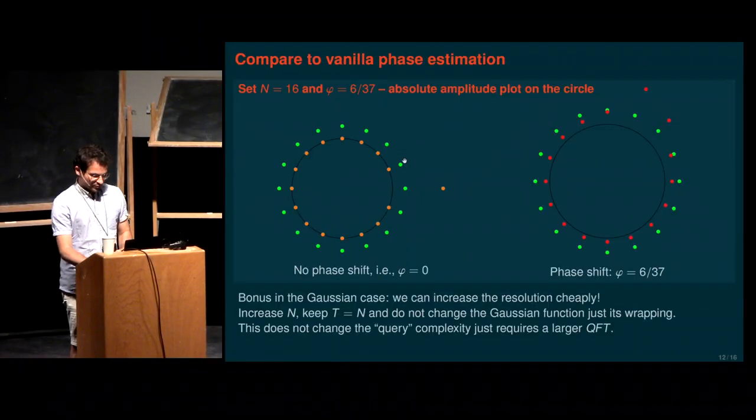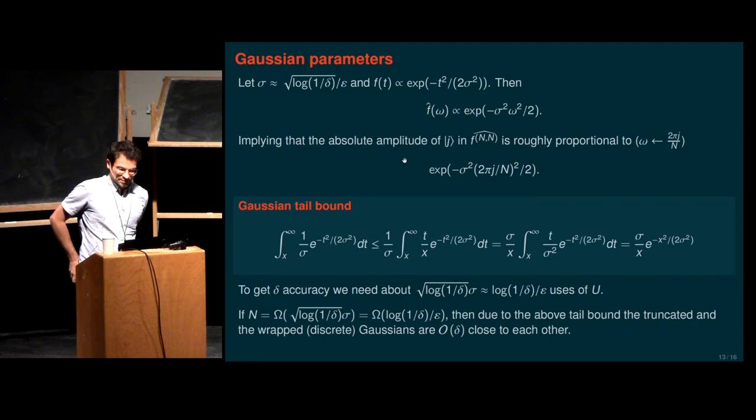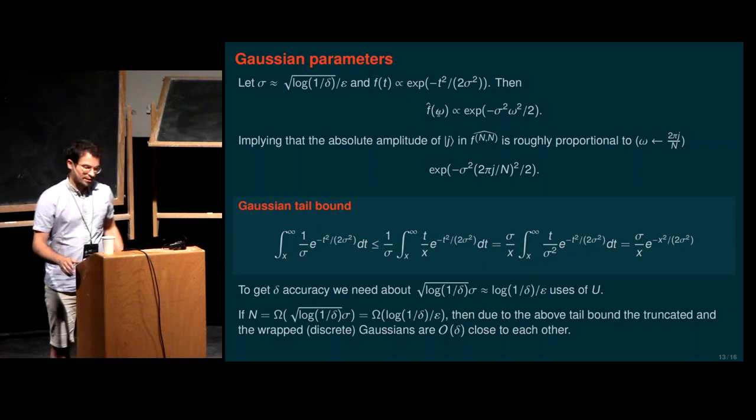So maybe I can go to formulas, and I don't know if it helps or not. The main idea is that we will choose a Gaussian which has some standard deviation, which is something like the square root of the logarithm of the success probability we want to achieve over epsilon, the precision that we want. So these two parameters: how precise we want and how certain we want to be about the estimate we get. You just prepare and start with this Gaussian state with this standard deviation. And then its Fourier transform will have an inverted standard deviation, about epsilon over square root log 1 over delta. This is just in the continuous picture. We know that standard deviation exactly gets inverted by Fourier transform.